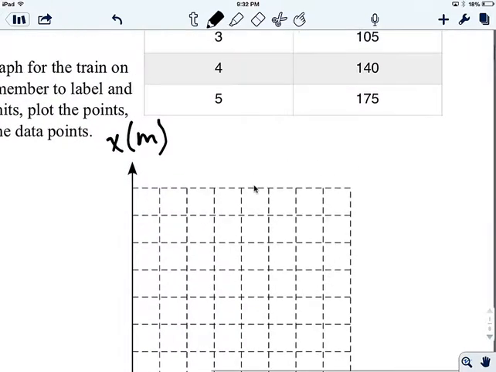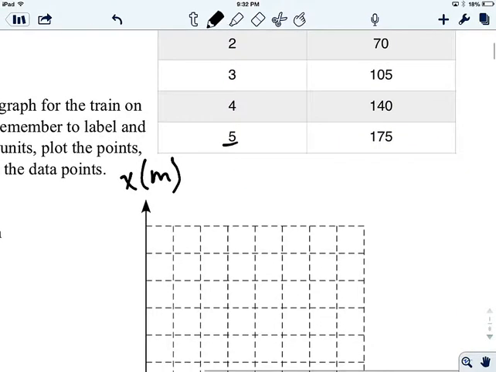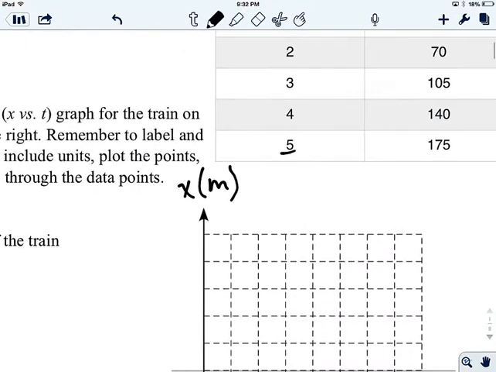Okay, now time, I see that I go from 0 to 5. I'm just going to go ahead and label my ones down here. All right, so we're going to start off at 0, and then we're just going to go 1, 2, 3, 4, 5. Go ahead and fill the whole thing in, like that.